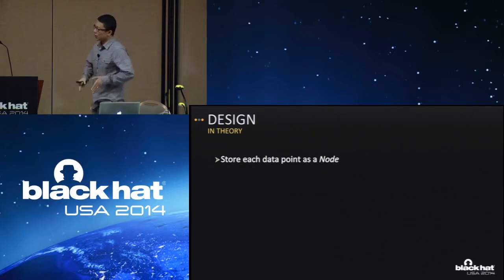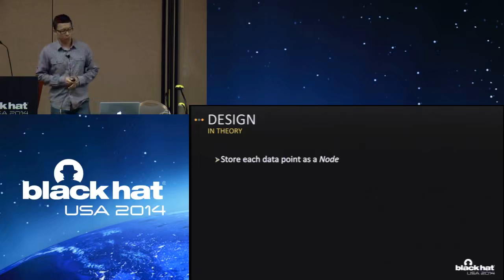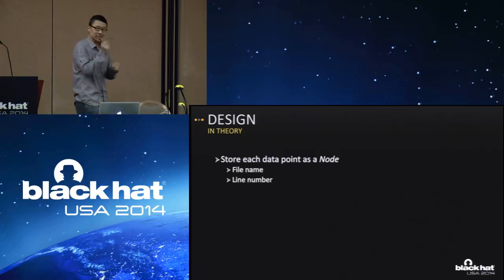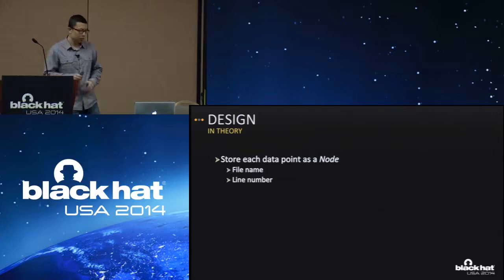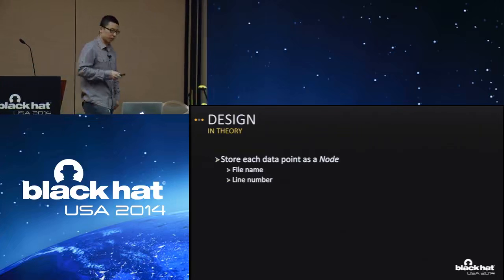So in the node object, what do we actually store in there? What do we mean by data point? By data point, we mean where exactly in the source code this particular point in the program represents. Which source file, which line, where in the program does it mean? So that we record a data flow, a data point.